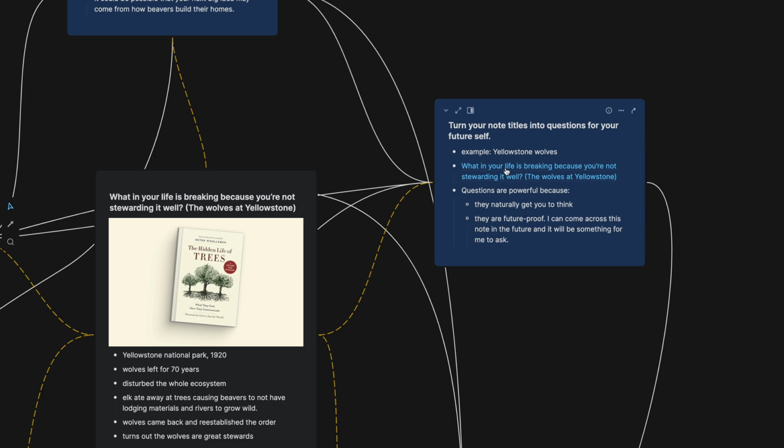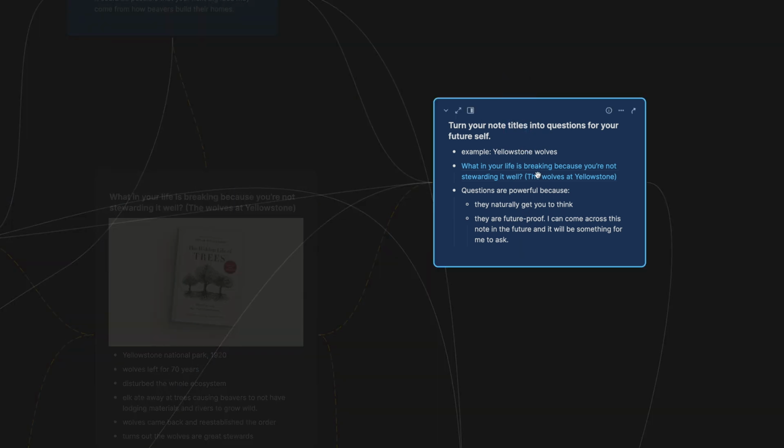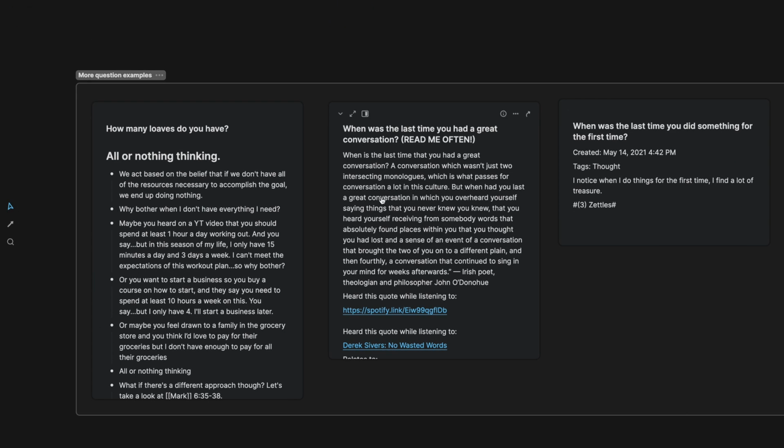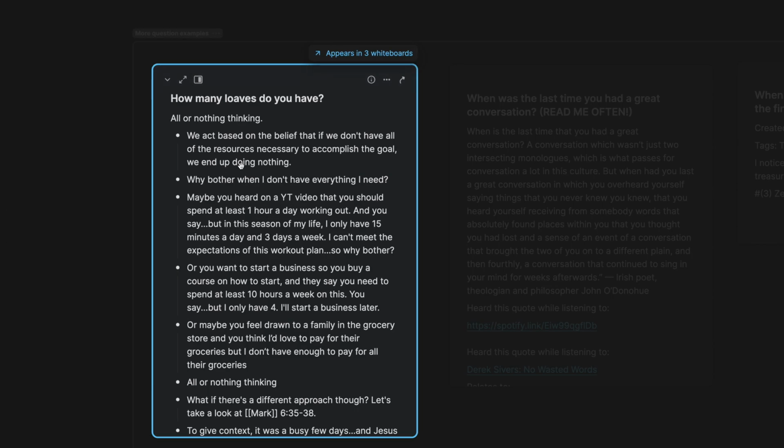Now, as I considered this note right here, turn your note titles into questions for your future self. I actually realized I've done this more than I actually realize. I have some more examples here. So this note card is titled, How Many Loaves Do You Have? And it's a reminder for me to look at what I have in my life and to ask God to bless what I have and to do the best that I can with what I have, right?